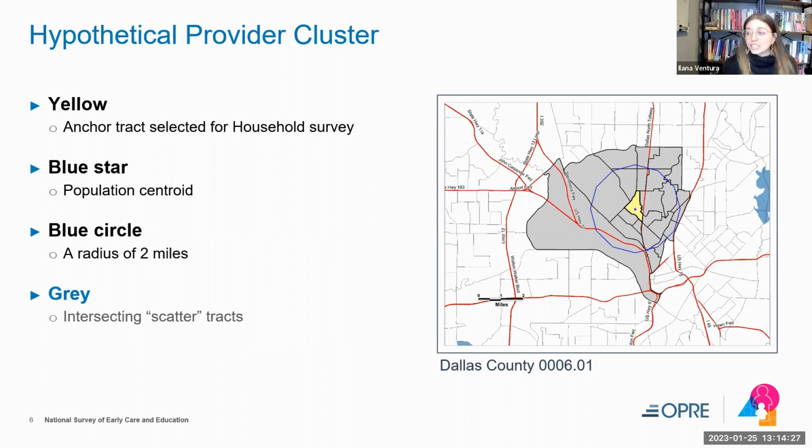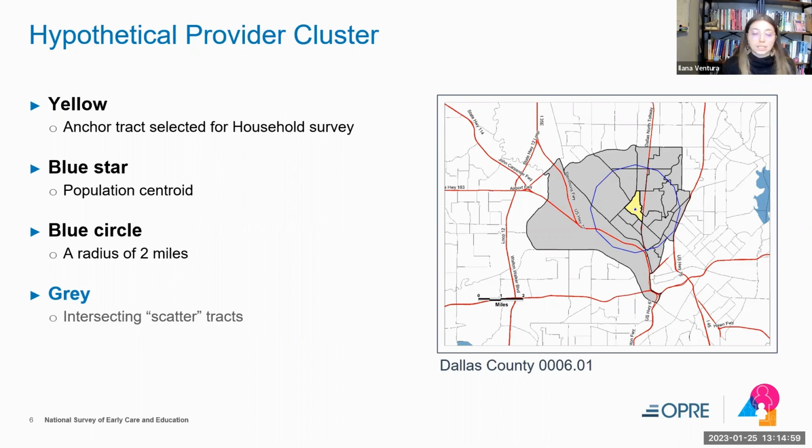So next, to get to the provider cluster, we start from the yellow sample tract and draw out a 2-mile radius from its centroid, or the middle of the tract. The provider cluster is in the gray area, and it represents the census tracts through which the blue circle passes. We then sample providers from throughout the gray and yellow portions for the center-based and listed home-based provider surveys.